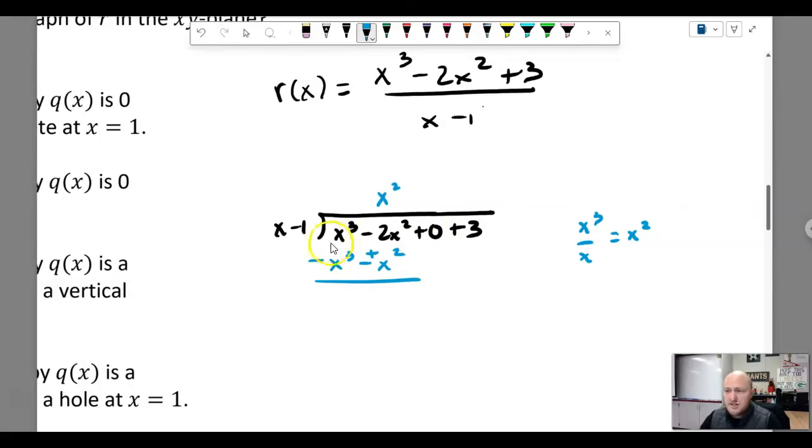And so what I'm doing is I'm dividing my first terms, x cubed divided by x. I get x squared. Then I'll go ahead and distribute. I take this quotient, x squared, and I multiply times my divisor, the x minus 1, and we get x cubed minus x squared. So hopefully this is not your first time being exposed to long division.